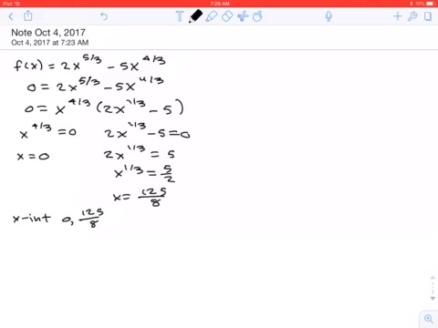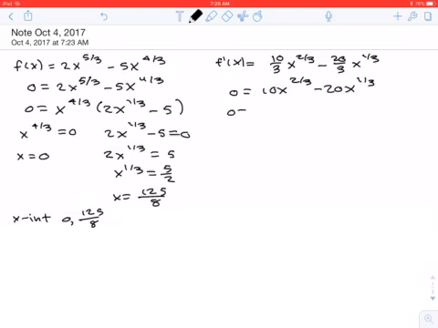Let's take care of f prime of x. When we take the derivative, we end up with this. And we're going to do the same thing. So I'm going to set it equal to 0 and see what I get. Now I'm going to actually multiply everything by 3 right off the bat. So I get this. Then I'm going to pull out an x to the 1/3.